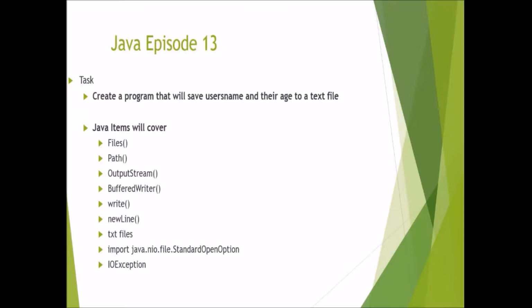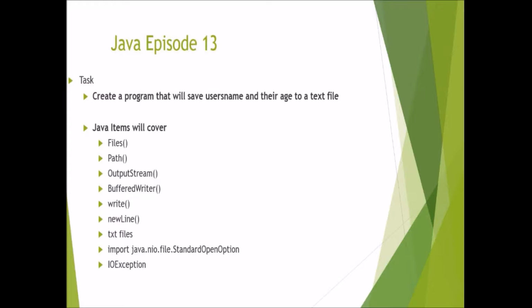Today we'll be discussing how to create a multi-line text file using Java code. What we'll be doing is taking a username and the age associated with that username and saving it to a text file. Some of the Java items we'll be discussing are files, path, OutputStream, BufferedWriter, importing java.nio.file.StandardOpenOption, and IOExceptions. We have the list of what we'll be covering today.